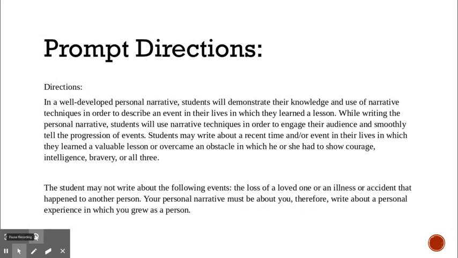The student may not write about the following events: the loss of a loved one or an illness or accident that happened to another person. Your personal narrative must be about you, therefore, write about a personal experience in which you grew as a person.